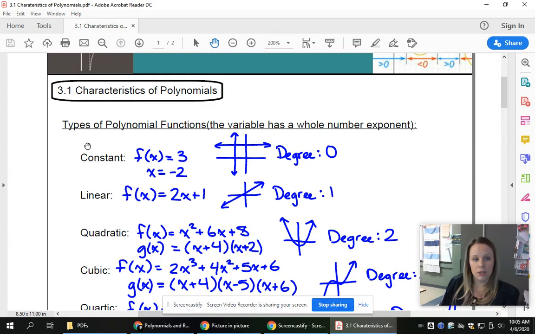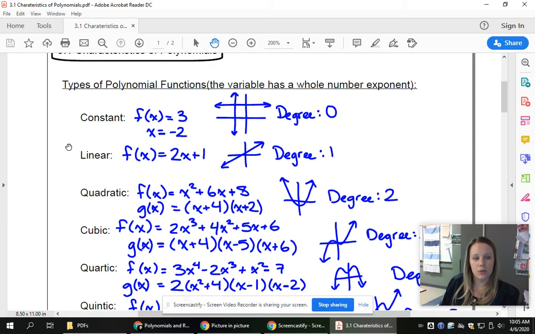So here's a whole bunch of different types of polynomials. You can have constant, linear, quadratic, cubic, quartic, quintic functions. They can be written as f of x equals or y equals. They can also be written for constant functions as x equals. So remember, a y equals 3 would be a horizontal line like this.